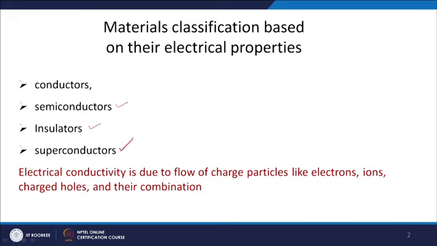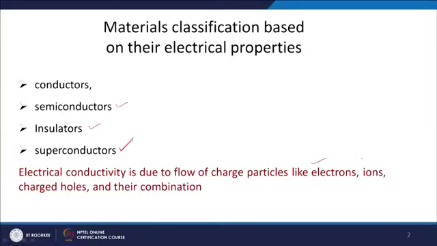Now, electrical conductivity is due to the flow of charged particles. So, any conductivity will be related to movement of charged particles. These charged particles can be electrons, or ions, or charged holes. When an electron leaves the valence band, it leaves behind a hole, which can be considered a positively charged hole, or it can be a combination of all these three. So, the conduction will depend upon the movement of these charged particles.